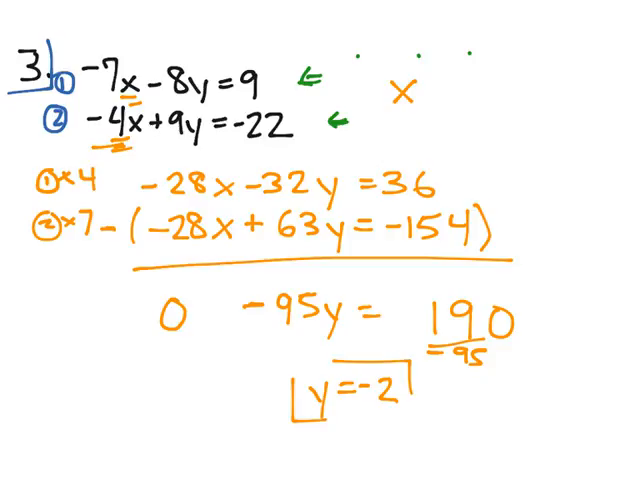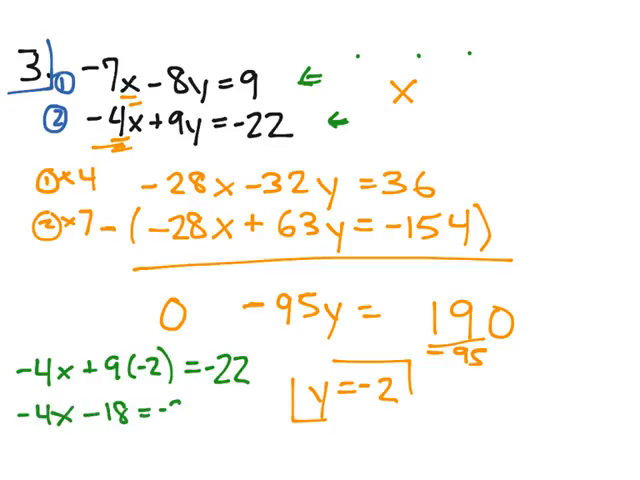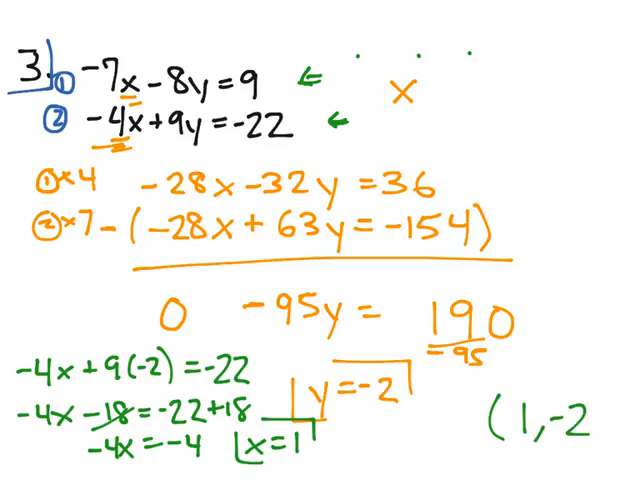If we plug that back into our original equations, we have minus 4x plus 9 times minus 2 is equal to minus 22. So that's minus 4x minus 18 is minus 22. Minus 22 plus 18 is equal to minus 4. So we have minus 4x is equal to minus 4. X must be equal to 1. So our answer is 1, minus 2.